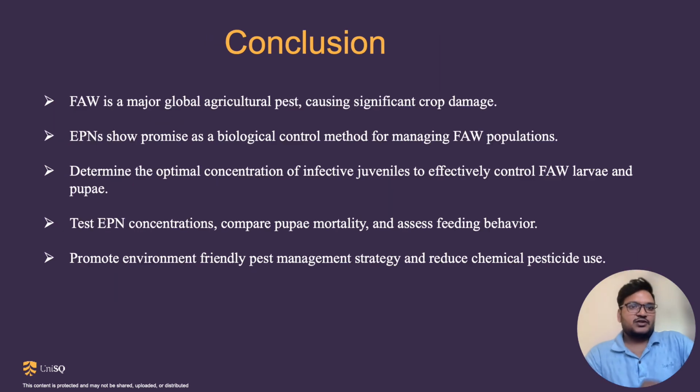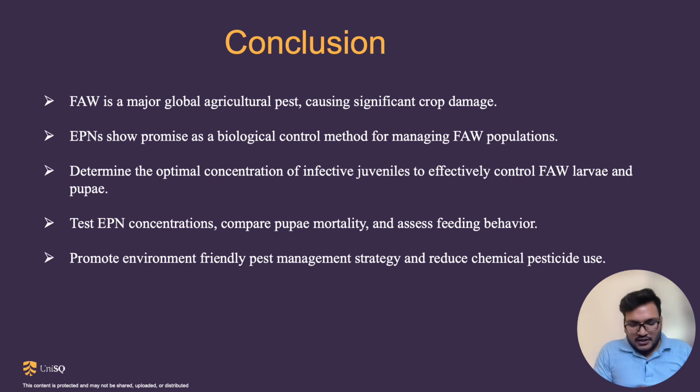So next, conclusion. In conclusion, fall armyworm is a major global agricultural pest. It causes significant crop damage. It is a devastating pest present all around the world. Entomopathogenic nematodes show promise as a biological control method for managing fall armyworm populations.